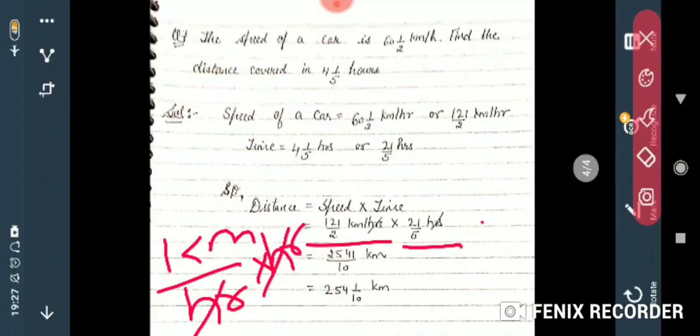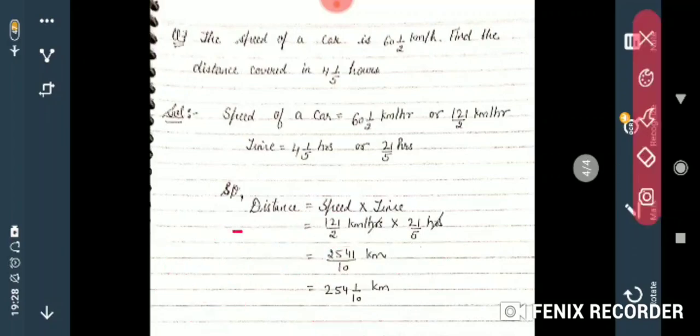Yes. Now as there is nothing to be cut, 121 multiply 21, you will get 2541, and 5 multiply 2, you will get 10. You can convert it into a mixed fraction, 254 whole 1 upon 10 kilometer. So what is the distance of the car? 254 whole 1 upon 10 kilometer.